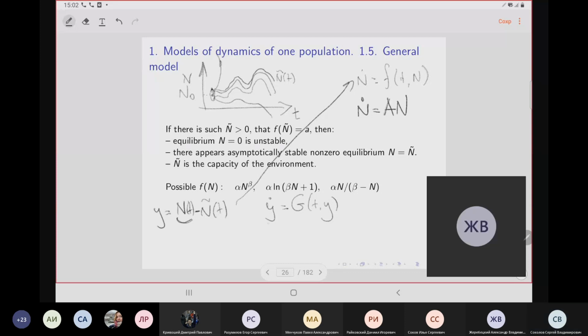But the last equation will have a trivial solution. So g of t0 will be equal to 0. So we can consider only the stability of a trivial solution, as we can always transform our equation with a non-trivial solution to an equation with a trivial solution.